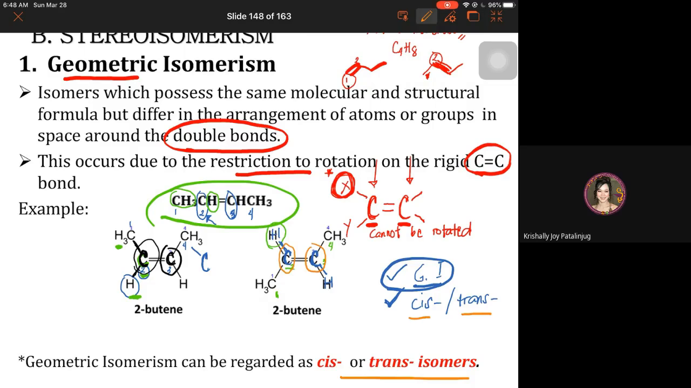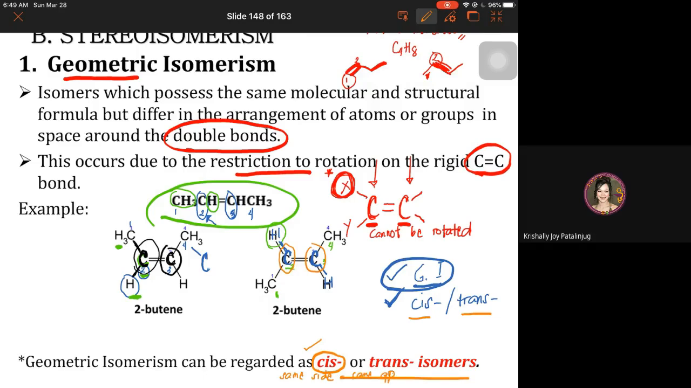Now, when do we predict that a geometric isomer is a cis isomer? Kailan naman trans isomer? Okay, ito yung tandaan nyo. When the same groups are on the same side of the double bond carbon, the geometric isomer is regarded as cis. Okay? Kapag nasa same side yung same group.